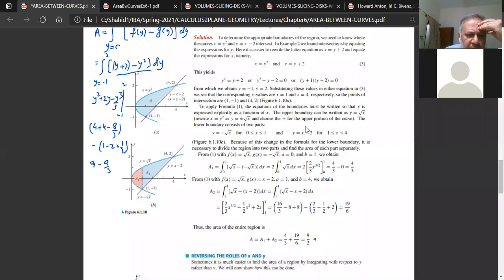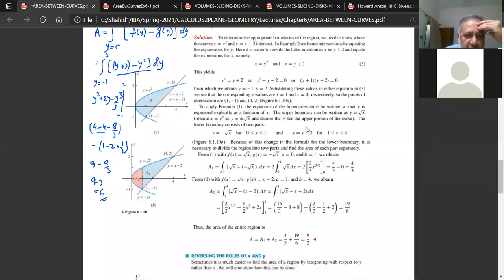Am I doing it correctly? 4 plus 4 for the upper limit, minus 8 by 3. Then the lower limit: -1 square is 1, -1 into 2 is minus 2, plus 1 by 3. So 8 from here, -1 from here which becomes +1, making 9, -8 by 3 from here and -1 by 3 from here. So 9 minus 3 is equal to 6.